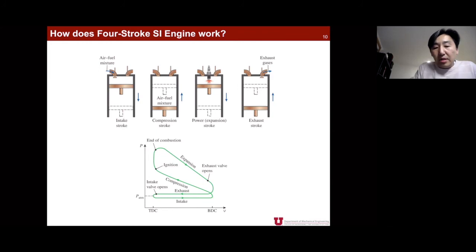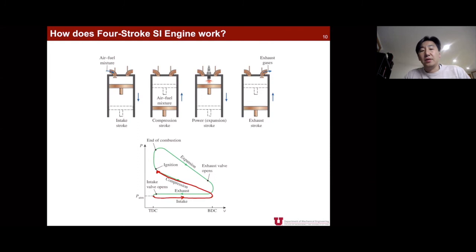So as you see in this PV diagram, we have slightly lower pressure while the volume changes from TDC to BDC. That is what happens in the PV diagram during the intake stroke. Then during the compression stroke, we have compression. Now the piston goes back from the bottom to the top. So during this compression process, we follow that curve.